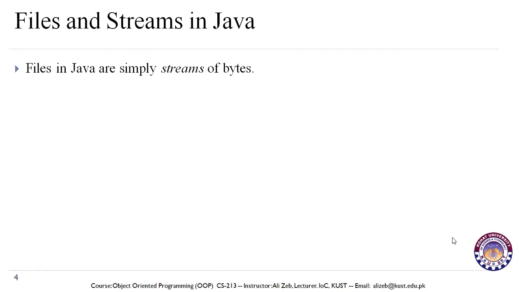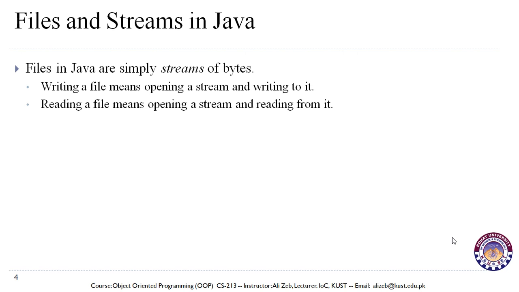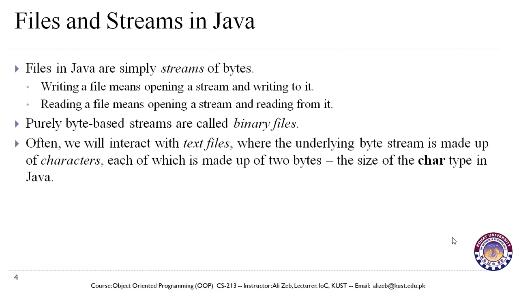Files and streams in Java. Files in Java are simply streams of bytes. Writing a file means opening a stream and writing to it. Reading a file means opening a stream and reading from it. And purely byte-based streams are called binary files.